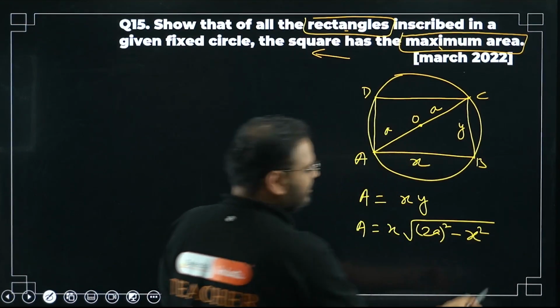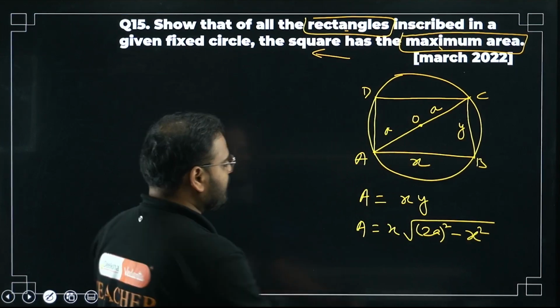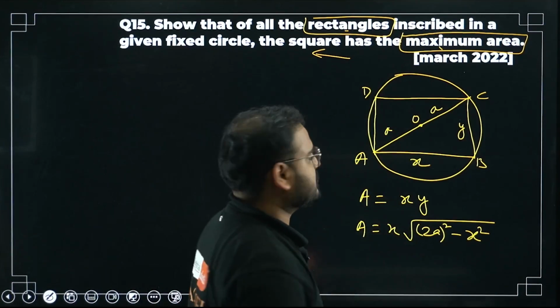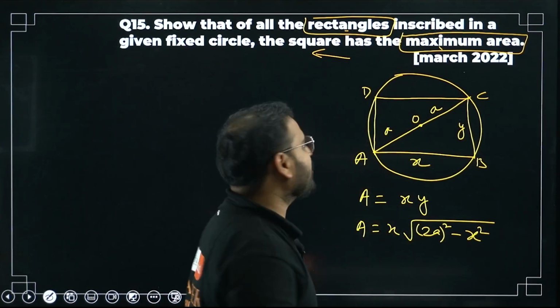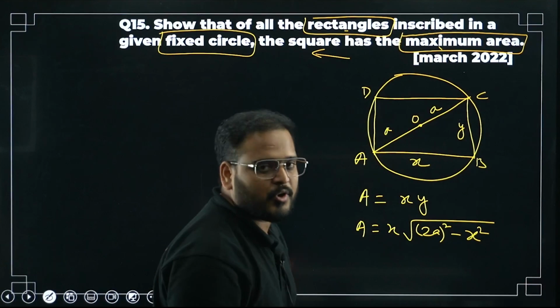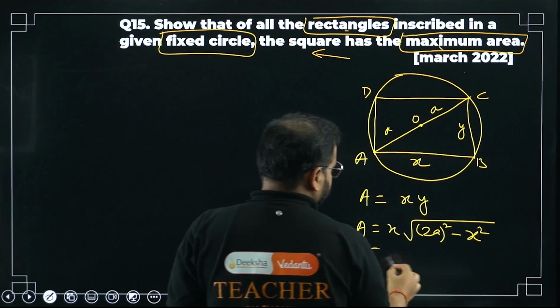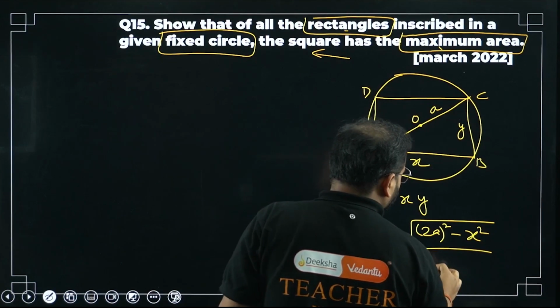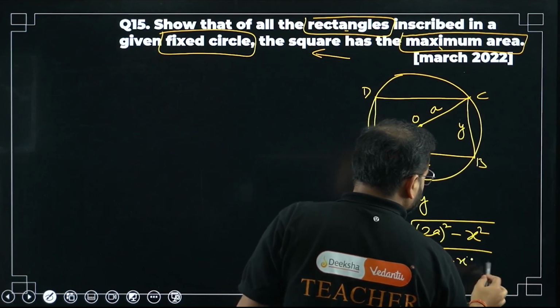Why this, sir? To make one variable. So there are two variables. 2A is there. A is a constant. Radius will be known, so A is a constant. How, sir, is the radius known? Fixed circle. Means radius is known. Not a variable. Okay? Chaliye. Area is x times the root of 4A square minus x square.